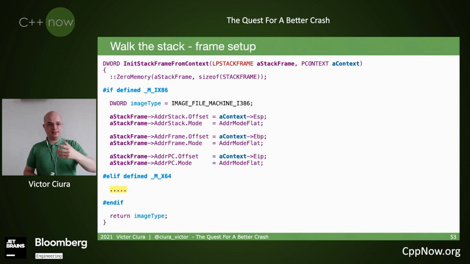For example, the address stack offset is the ESP register. The address stack mode is flat. We have flat addressing. The frame offset is the EBP register that we have in the context. The program counter offset is the EIP register there. So basically, this is where we do all the decoding. And this is, again, instruction set dependent.